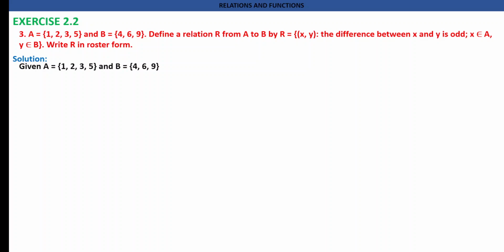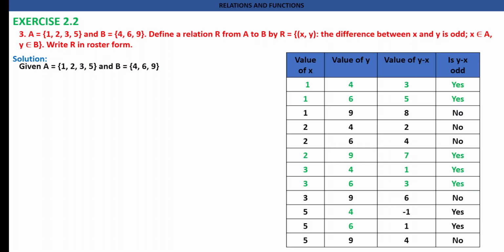Now, to make this clear, where the difference of x and y is odd, let us frame a table. For this, let us take the value of x as 1 and the value of y from the set 4, 6, 9. Let us take 1 and 4. Then the difference y minus x is 3. Is it odd? Yes. Next, 1 and 6. 6 minus 1 is 5. Is it odd? Yes. Next, 1 and 9. 9 minus 1 is 8. So this is not odd.